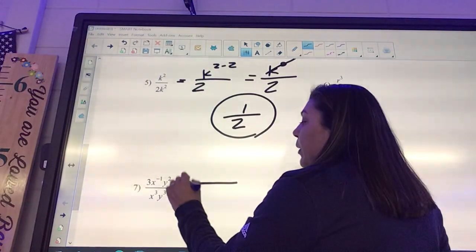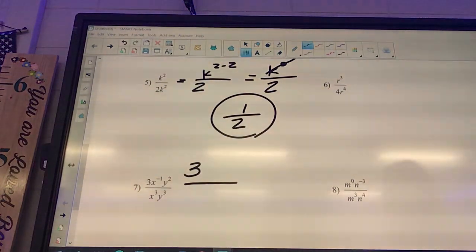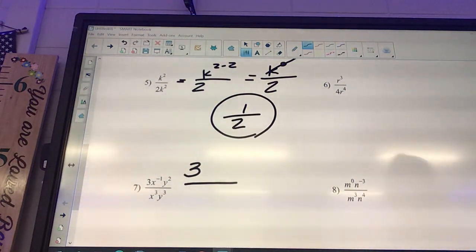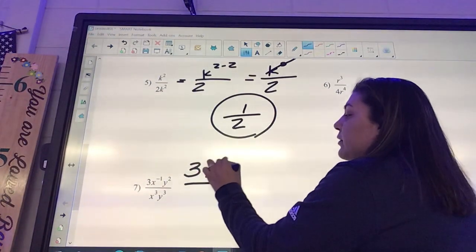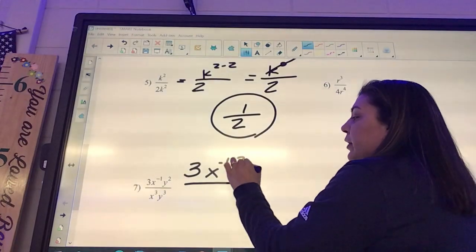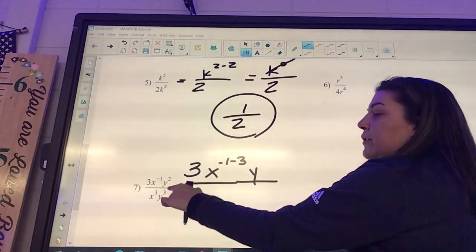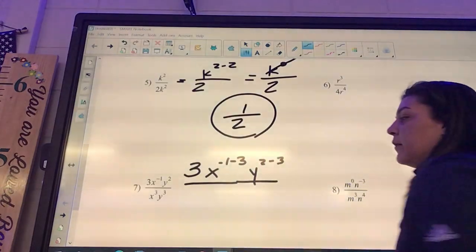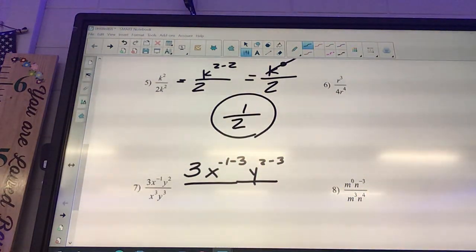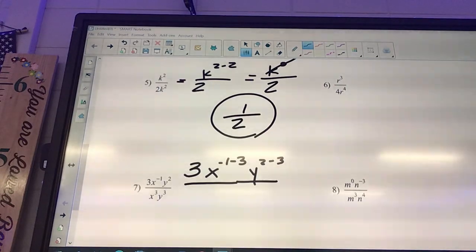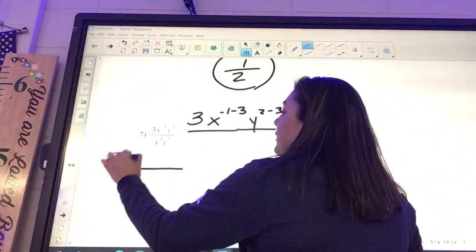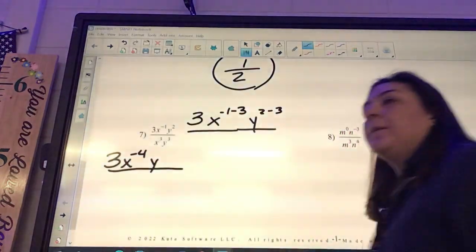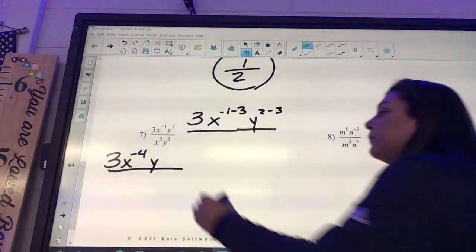Okay, 7. We're going to keep our big numbers wherever they're at. So in this case, we just have 1, 3. Now when we're doing multivariables, you just do them one at a time. So we have x's, so it's going to be x to the negative 1 minus 3. And the y's say 2 minus 3. Okay, well, what is negative 1 minus 3? Negative 4. So it's really going to be 3x to the negative 4, y to the what? Negative 1.